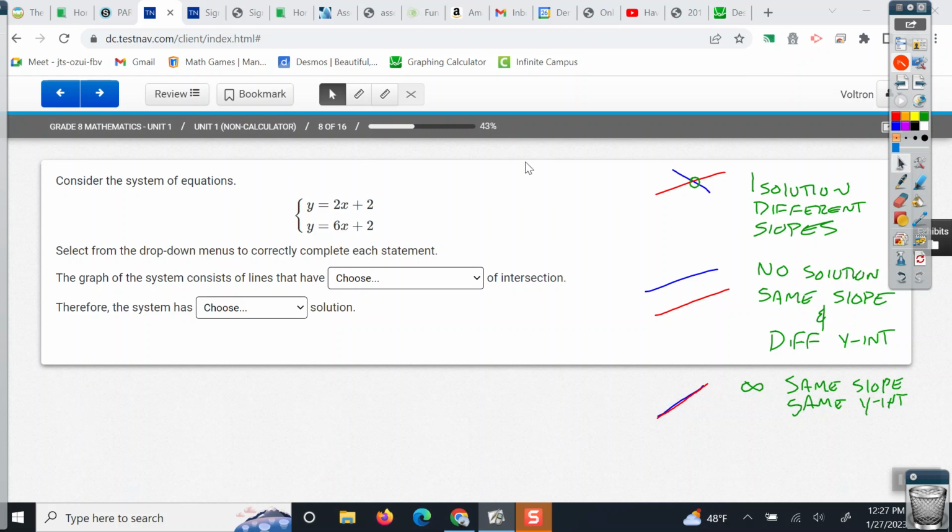Well, if I look at y equals 2x plus 2 and y equals 6x plus 2, they have the same y-intercept of 2, but they have different slopes. The top equation has a slope of 2, the bottom equation has a slope of 6. Therefore, we are in this one solution because they have different slopes. So we have exactly one solution, or one point of intersection. You don't have to solve it, you just have to remember about the slope piece.